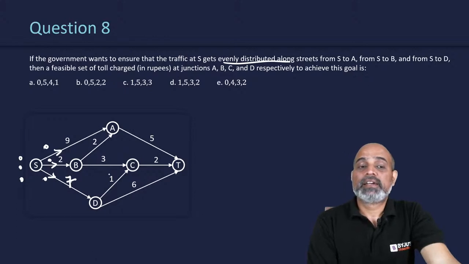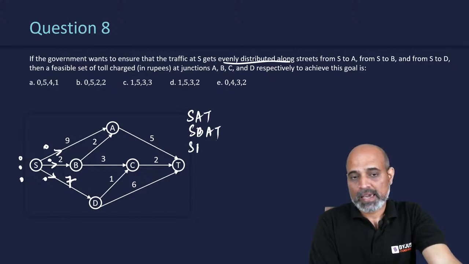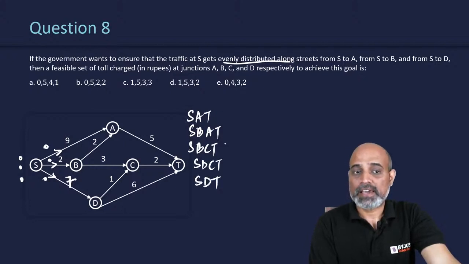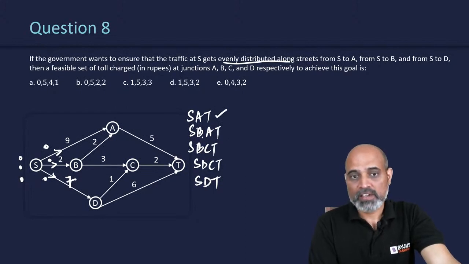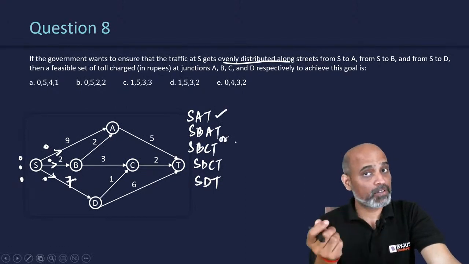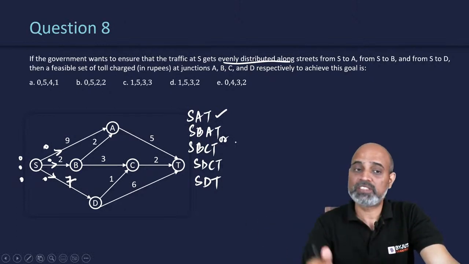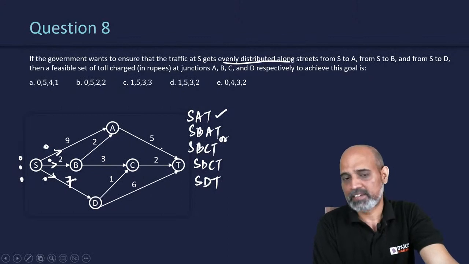Right? That means there are 5 routes, which are SAT, SBAT, SBCT, SDCT and SDT. Out of these, SAT should be taken. One among SBAT or SBCT should have a higher cost, so that only one person starts from there. That person will take SBAT or SBCT.